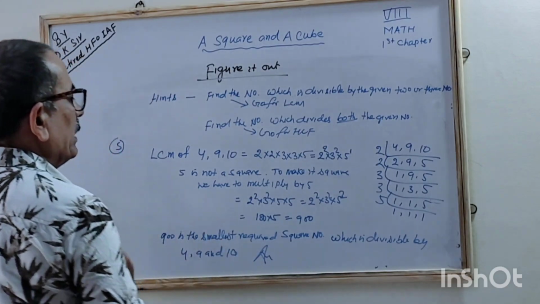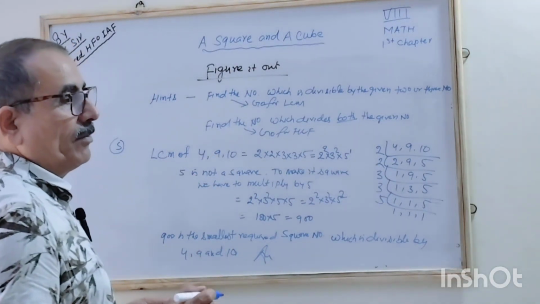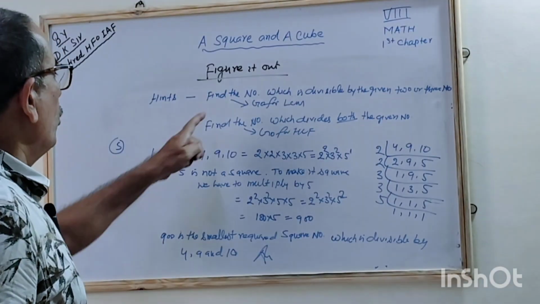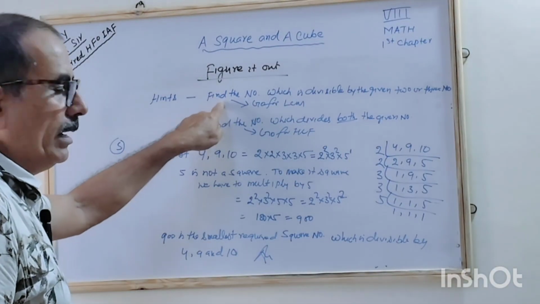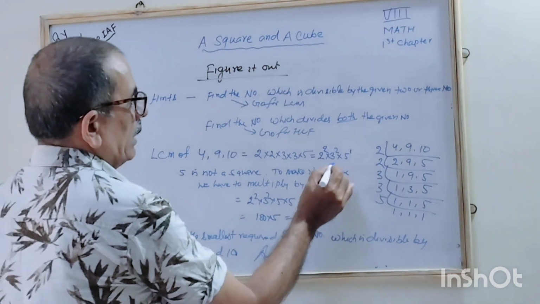Why have I gone for the LCM? Because 4, 9 and 10 should divide the number which I am trying to find out. So as per the first hint I have given, go for the LCM. I found the LCM. We have seen that it is not a perfect square.